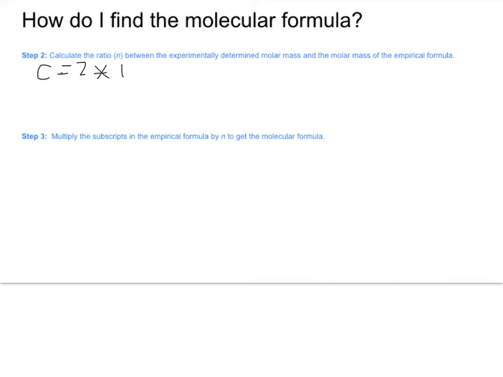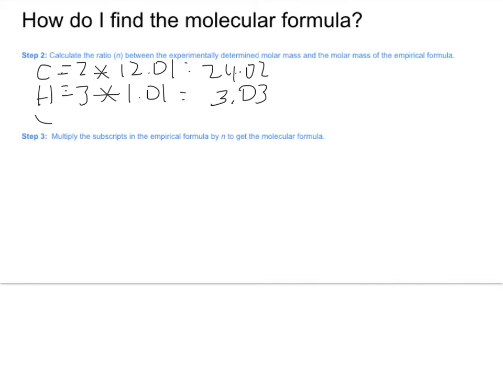We have carbon, and that would be 2 times 12.01, which gives us 24.02. And we have hydrogen, which is 3 times 1.01, which gives us 3.03. And we have oxygen that had a subscript of 2 times 16, which gives us 32. And when we add those all up, we get a molar mass of 59.05.